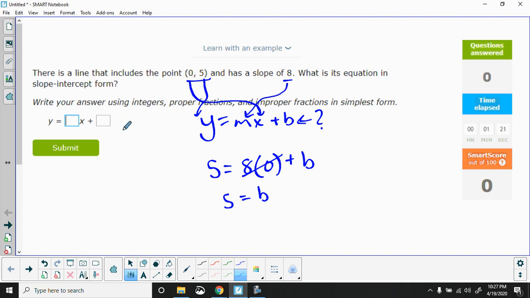So if this was on the computer, we'll put 5 here where the b is, and the slope was 8 because that was given. Click submit, boom, get our answer.